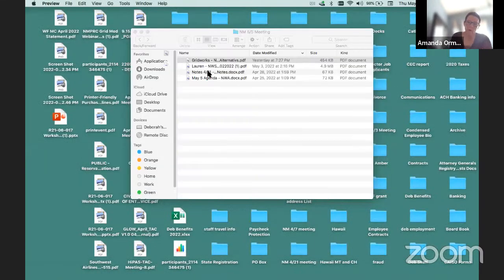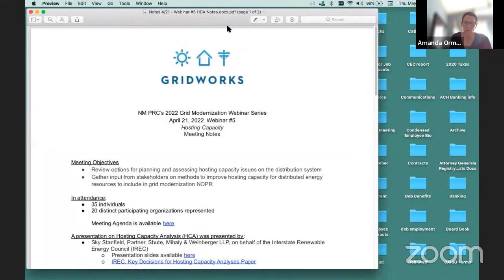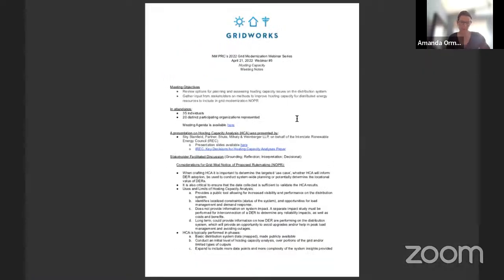So when we talked last time, we talked about hosting capacity, and that was on the 21st. Some of the things that came out of that conversation is the fact that you do hosting capacity for different reasons. You can do it to specifically look for where to put distributed energy resources on your system, or you can do it to have a system-wide look at your distribution system.